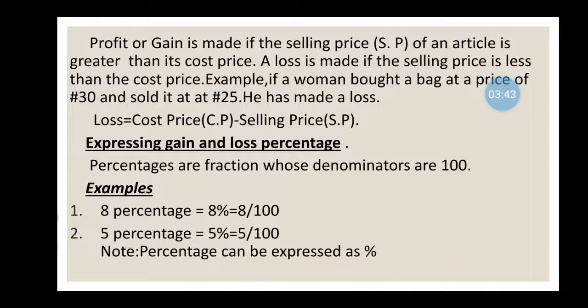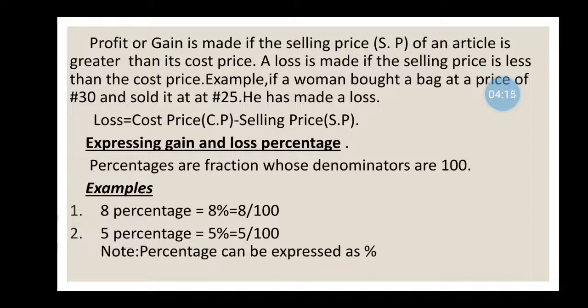Now a loss is made if the selling price is less than the cost price. Now you bought the same exercise book for 20 naira. This is your cost price, and you are selling it for 15 naira. You see that the 20 naira cost price is more than the selling price, which is 15 naira. So you have made a loss. The loss of what? 5 naira, because 20 minus 15 gives you 5 naira. So you made a loss of 5 naira.